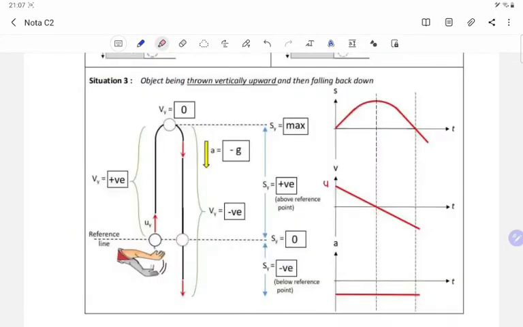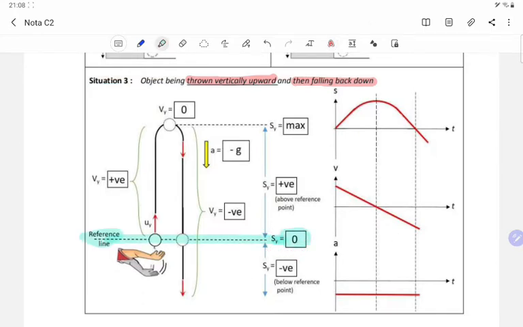So, the last situation is when the object is being thrown vertically upwards, dibaling straight ke atas and then falling back down. Okay, yang ni awak kena faham betul berpandukan graf. Sebab graf ni adalah yang selalu keluar dalam exam lah. Okay, so refer to the diagram. Kita nampak di sini ada reference line. Maksud reference line ni adalah ketika bola ini baru meninggalkan tangan ni. Okay, so this is reference line. SY is equals to 0.